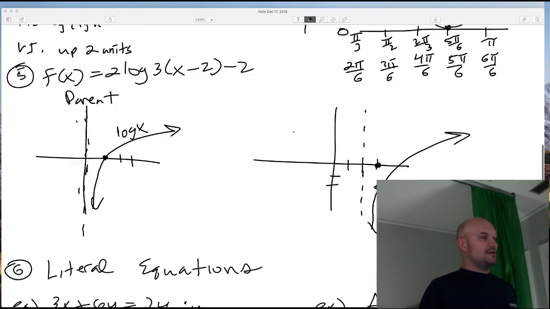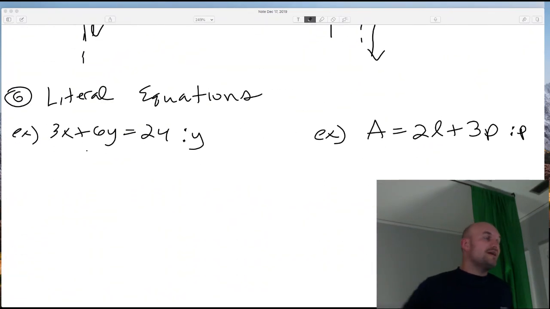We got one more question. Literal equations. So in this case, we have literal equations. 3x plus 6y equals 24, and we are going to solve for y. And then we have the area equals 2L plus 3p, and then we're going to solve for p.